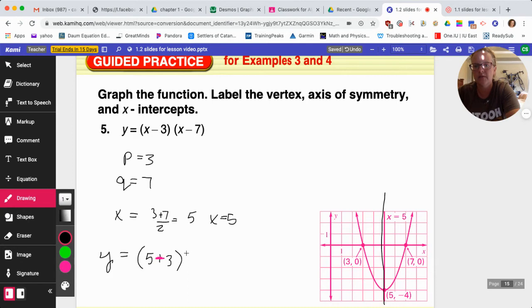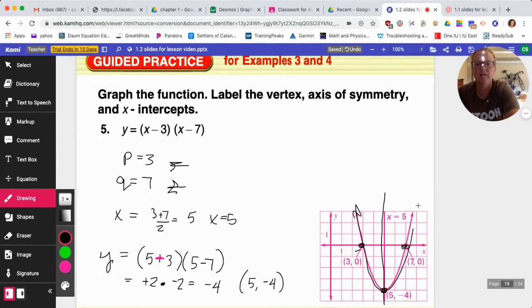x minus 3, so 5 minus 3, 5 minus 7. 5 minus 3 is 2. 5 minus 7 is negative 2. So that gives me a negative 4. So my vertex is (5, negative 4). So I plot my vertex. I know that I'm crossing the x-axis at 3 and 7. So 3 and 7, and I have enough to make a happy parabola.